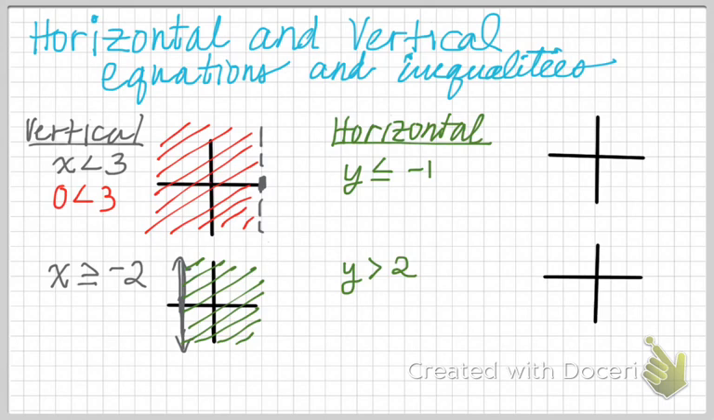Coming over to the horizontal side of things, my first inequality is y is less than or equal to negative 1. So the idea is we find negative 1 on the y-axis. And because it's an or equal to inequality, I'm going to draw a solid line. Now to think about shading, where are the y values that are less than or equal to negative 1? Well, that's below this line.